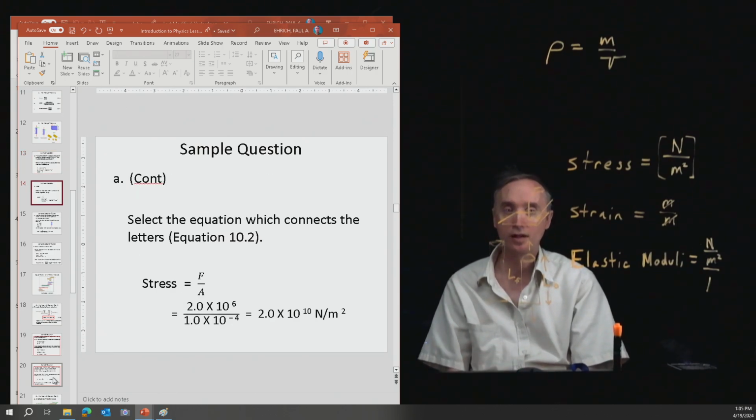Okay, now we're going to select our equation. So stress is force divided by area. Put the numbers in there, and we end up with 2 times 10 to the 10th newtons per meter squared.